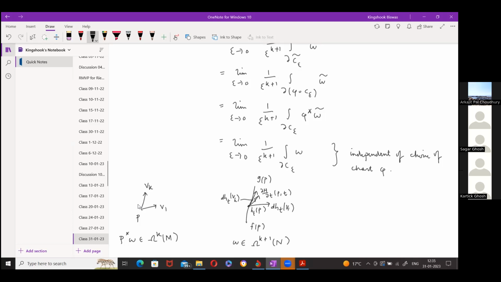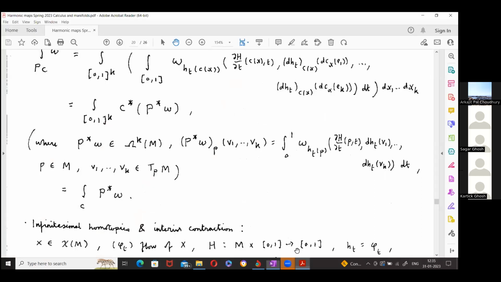So now I have k+1 vectors at this point h_t(p). So I can apply omega to these k+1 vectors, and then I integrate in t going from 0 to 1. So that gives me a multilinear function of v1 to vk. Is this clear? So that's how this form P star omega is defined.